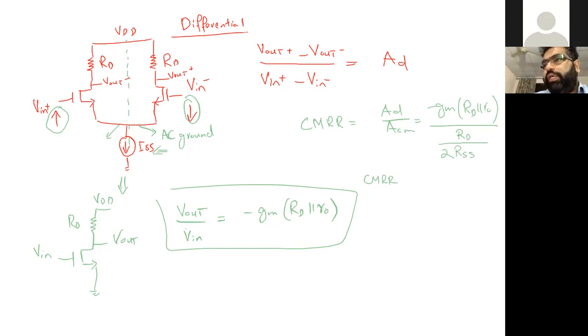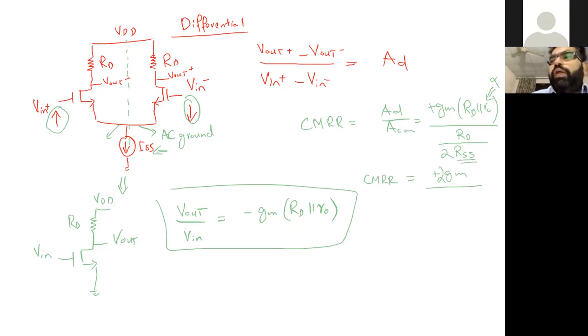If there is some variation, it's going to be cancelled out. Ultimately, R naught is going to be infinity. So RD is going to be cancelled out. So we will be left with minus GM, or the minus will be cancelled. So it's going to be GM times RD divided by 2 RSS. So it will be 2 times GM times RSS, which is ultimately the resistance or the value of impedance seen at this point.